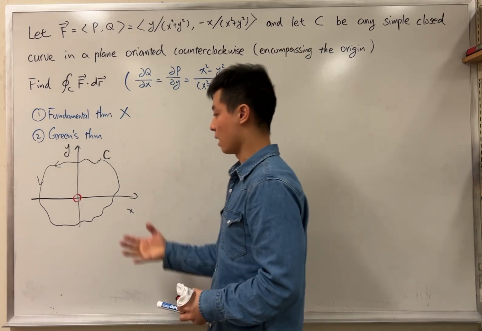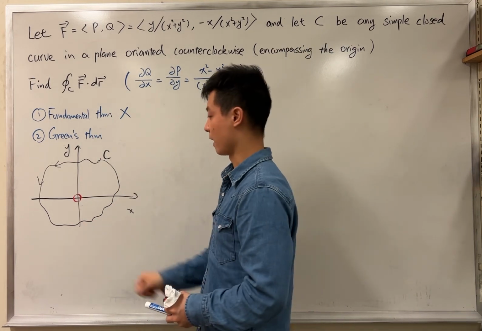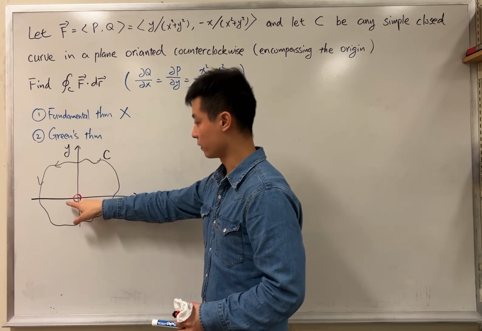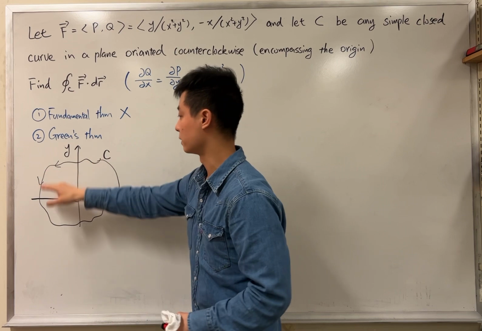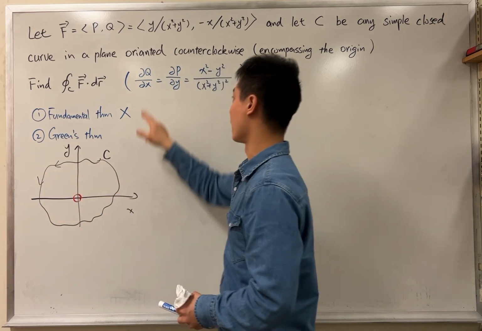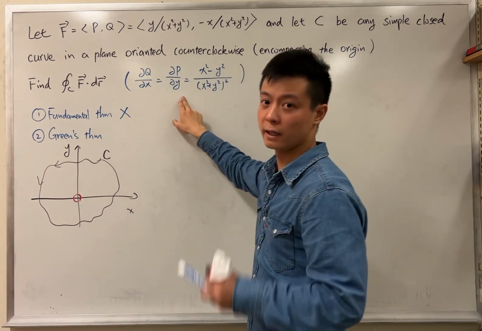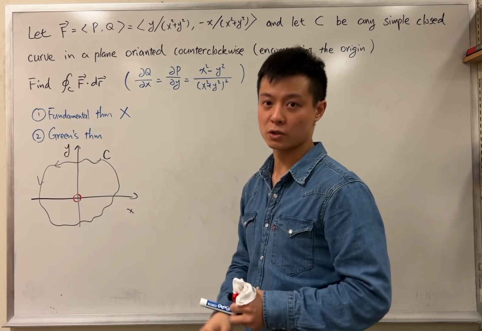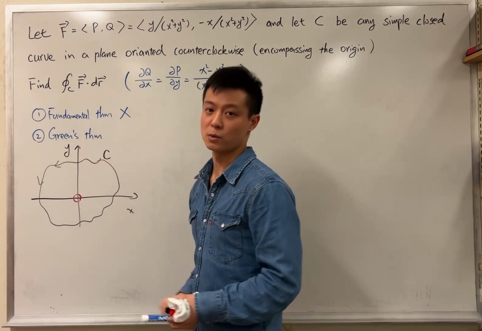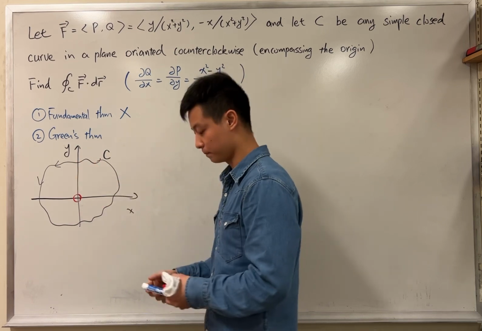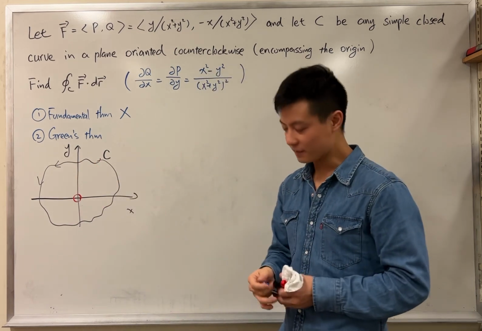So we now see another problem. That is, this point, the origin, is still contained in the region bounded by C. And neither of these two partial derivatives is defined at the origin. So that means we cannot apply the Green's theorem directly for a region like this. So what do we do?